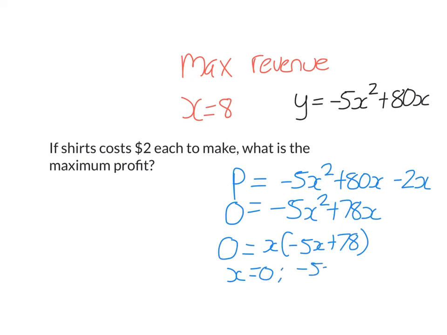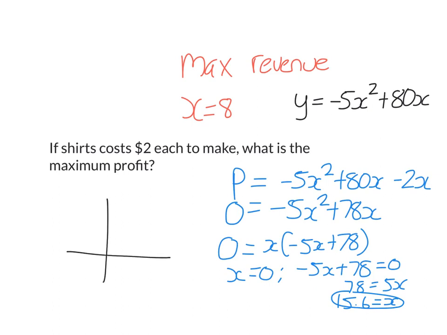If minus 5x plus 78 is equal to 0, you can add 5x to both sides and then divide by 5, you get 15.6 equals x. So if you make 15.6 shirts, or about 16 shirts, you break even. So what that means is the graph is going to look like this. At $0, I'm not making any profit. So the parabola is going to look like this.